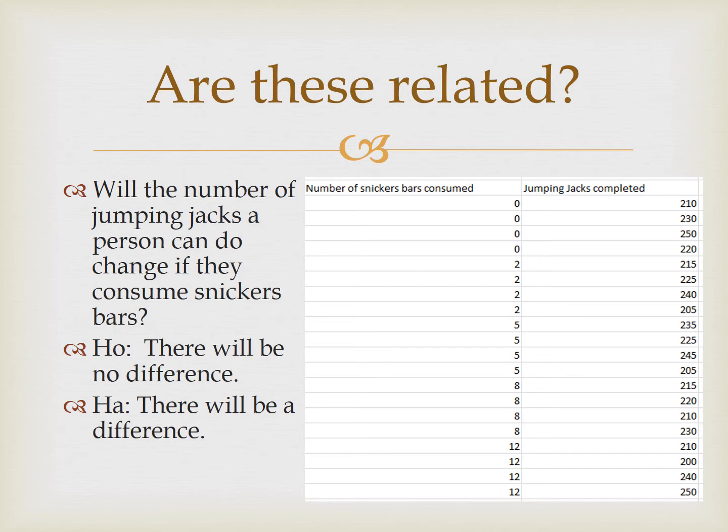In this example with Snickers bars, we're saying that the null hypothesis is that Snickers bars have no influence whatsoever on the number of jumping jacks that somebody might be able to complete. And if we look at this data right here, it's looking like these numbers are pretty similar, even though we're asking people during individual trials to do their jumping jacks with no Snickers, after eating 2 Snickers bars, all the way up to 12 Snickers bars.